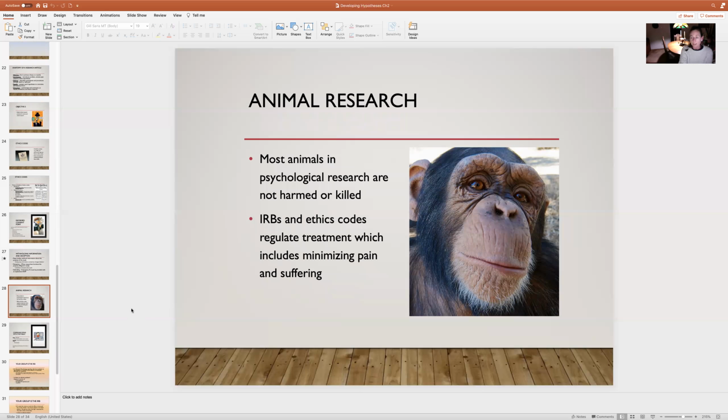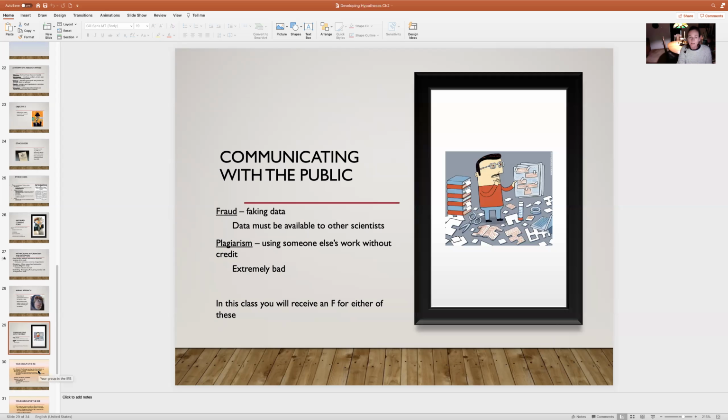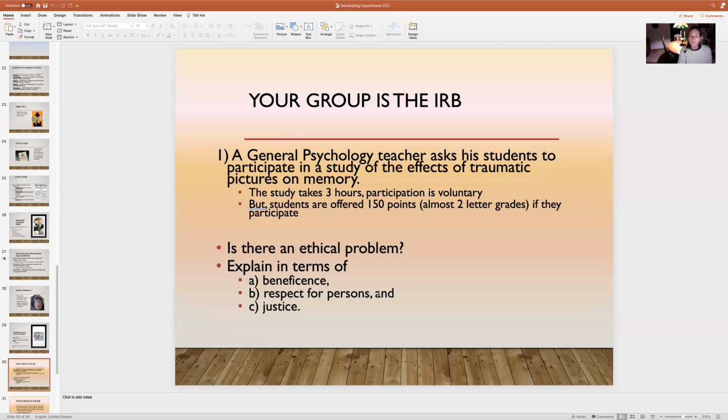So in the end of this, you're going to see a bunch of ethical dilemmas if you go to the PowerPoints online. And you can go through those ethical dilemmas one by one. For example, this one where you read it and then you interpret whether there's an ethical problem. I do encourage you to do these little thought experiments because they will help you understand the information much, much better.